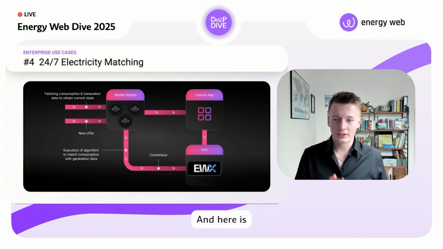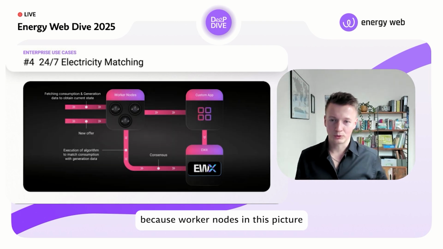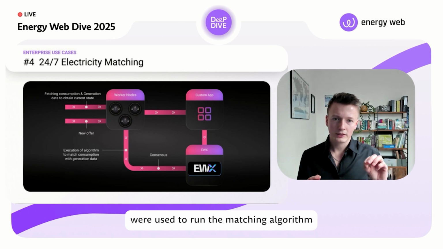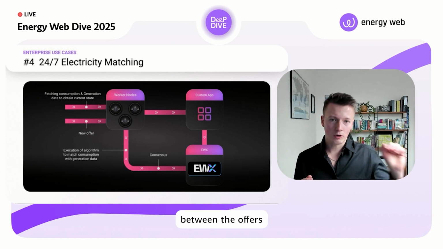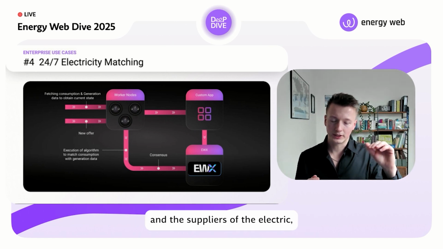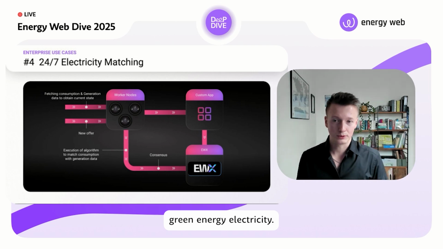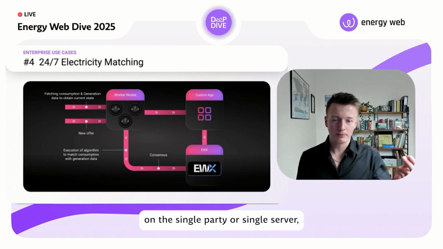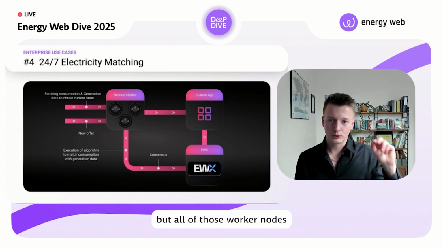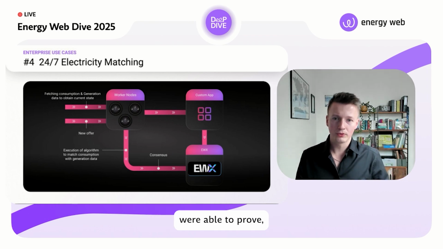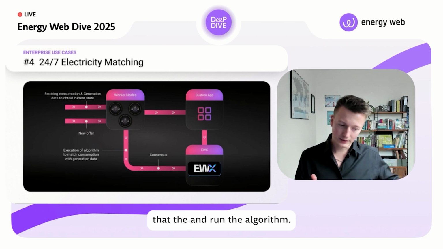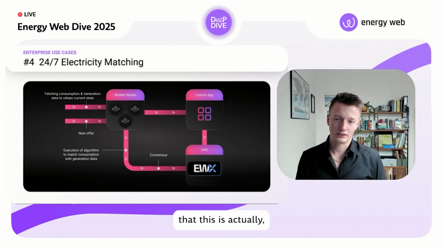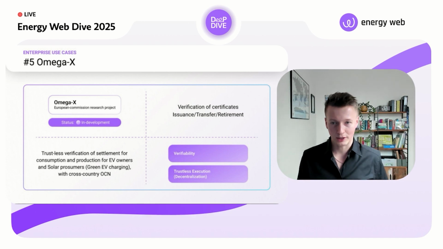And here it's also an interesting pivot, because worker nodes in this picture were used to run the matching algorithm between the offers and the suppliers of green electricity. So again, not only were we relying on a single party or single server, but all of those worker nodes were able to run the algorithm. So we reached consensus that this is actually a valid claim or a valid match.